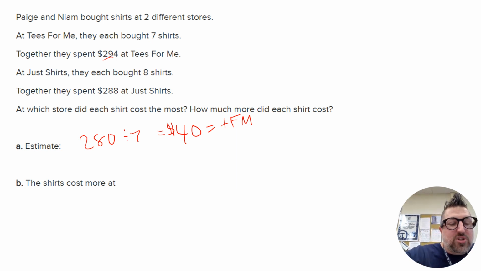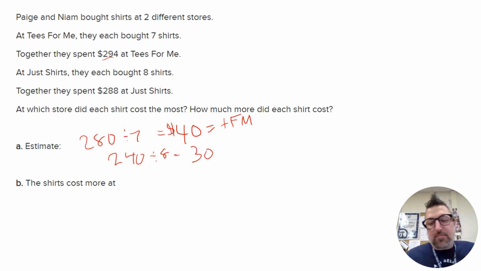So I'm going to go with 240 divided by 8 equals 30, because it works out that way. I know it's going to be less than $40 each. So the shirts cost more at Tees for Me than Just Shirts, just based on my estimate. Let's figure out exactly how much that is.